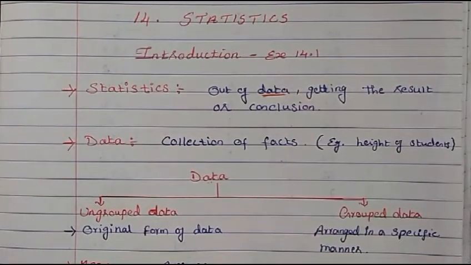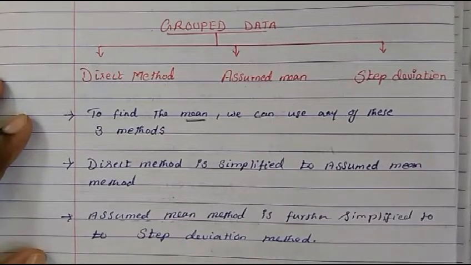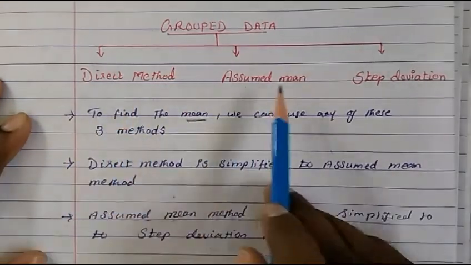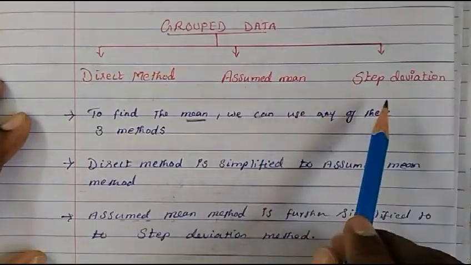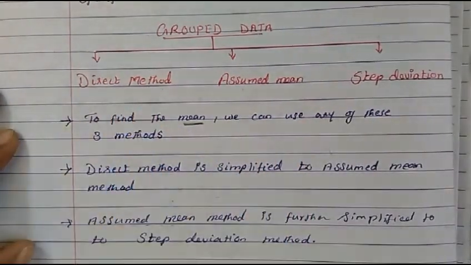We are studying chapter 14 statistics, especially introduction for exercise 14.1. In introduction part 1, I explained to you about the grouped data. In that there are three methods I said: direct method, assumed mean method, step deviation method. So in this video we are going to study about the direct method.